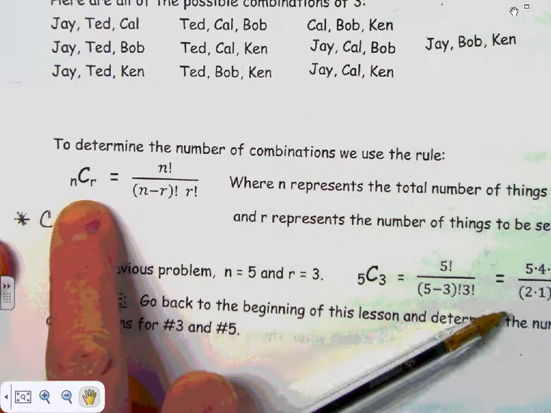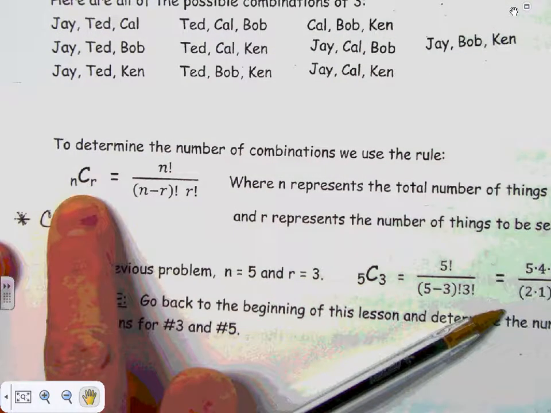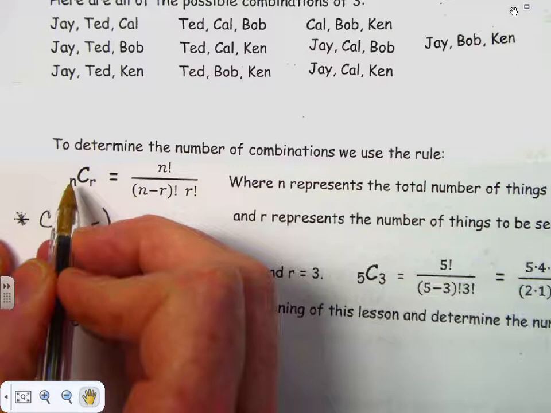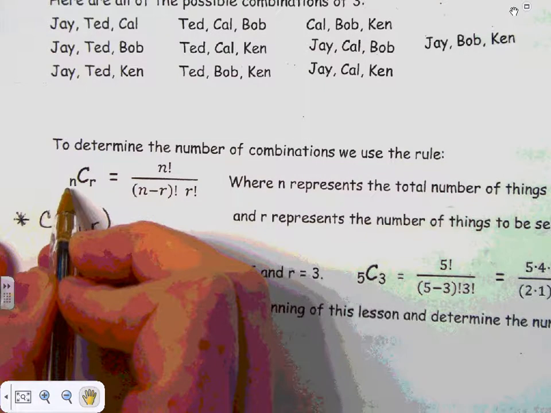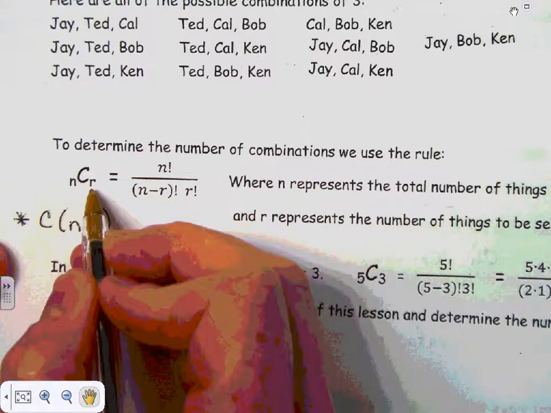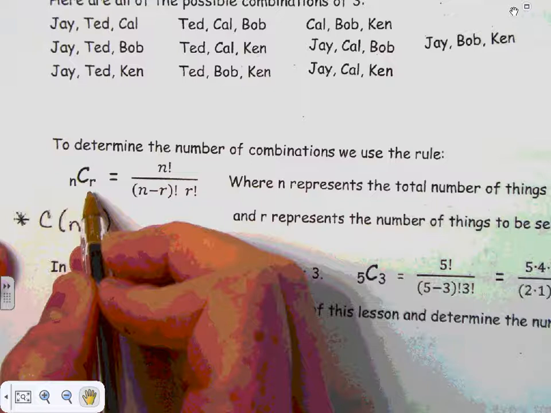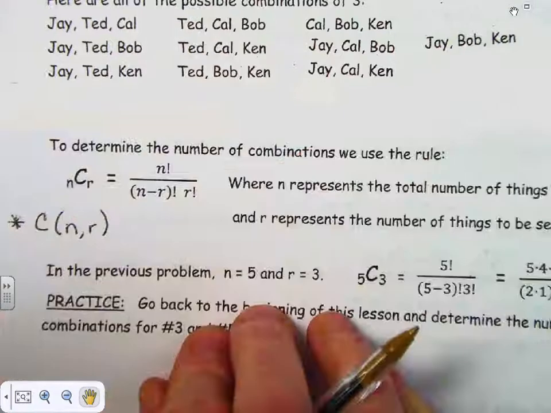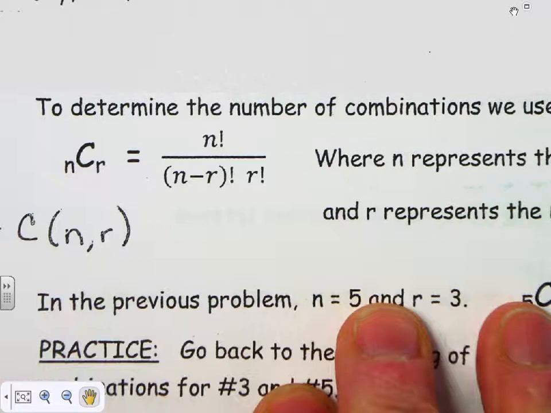Mathematically, the formula looks like this. I'm using a C because it's a combination. The N is going to represent the total number of people I have. The R is how many I get to choose. And then you have this thing called a factorial, which is an exclamation point. That's called a factorial.